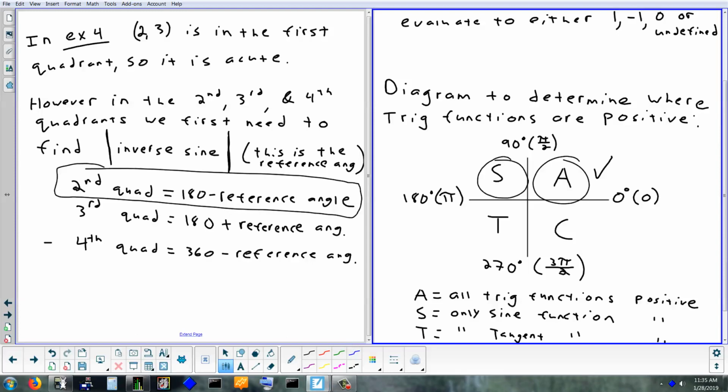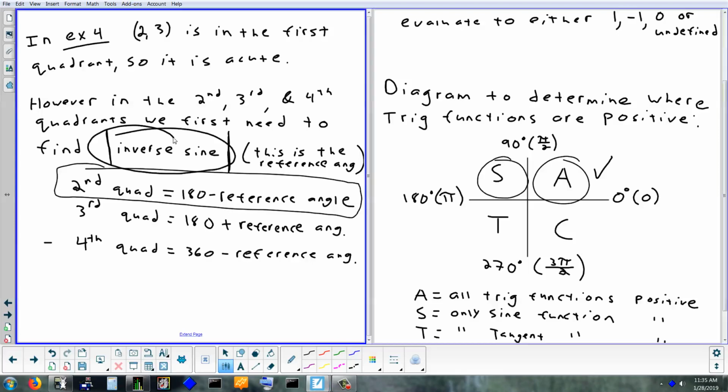What other quadrant am I going to find a positive answer in for sine? I got 1. Is it 2, 3, or 4? Yeah, quadrant 2. So once I have my reference angle, which we got from the inverse sine as a positive number, to get an answer in quadrant 2, take your reference angle, subtract it from 180, and that's the other answer. So let's do that.